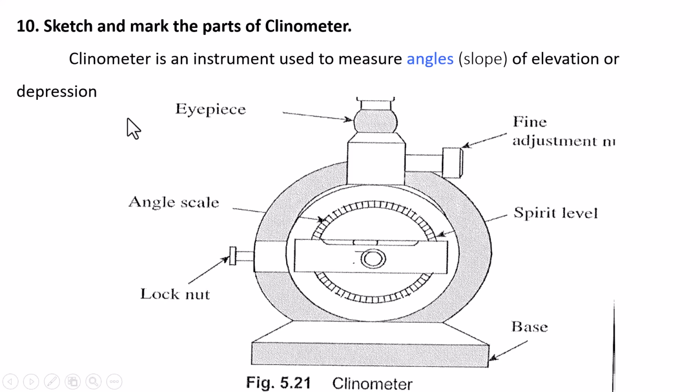10th question. Sketch and mark the parts of clinometer. Clinometer is an instrument used to measure angles or slope of elevation or depression. The different parts of the clinometer are: there is an eyepiece, a fine adjustment nut, a split level, one base, a lock nut, and an angle scale we can see to measure the different angles.